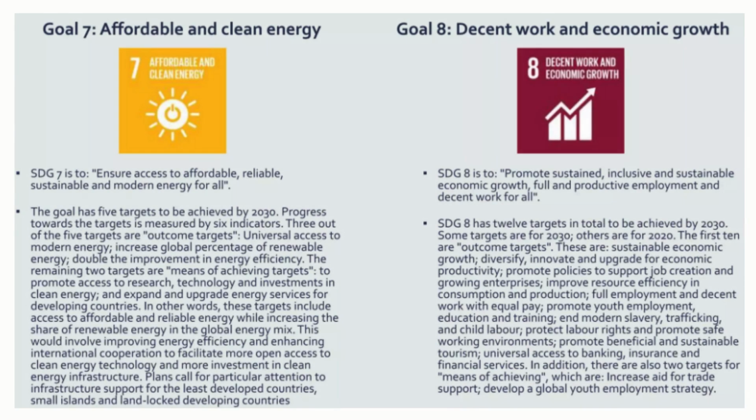Let's have Goal 7, affordable and clean energy. SDG 7 is to ensure access to affordable, reliable, sustainable, and modern energy for all. The goal has five targets to be achieved by 2030. Progress towards the targets is measured by six indicators.